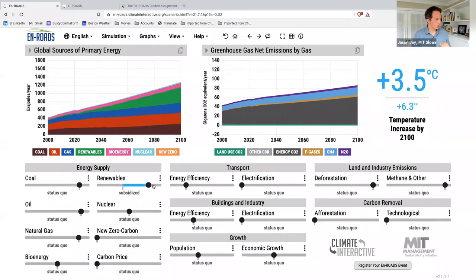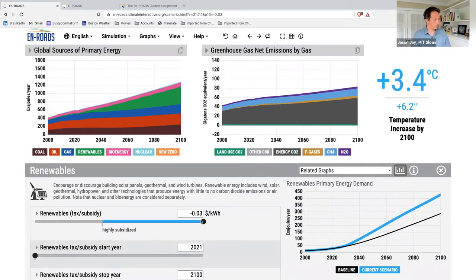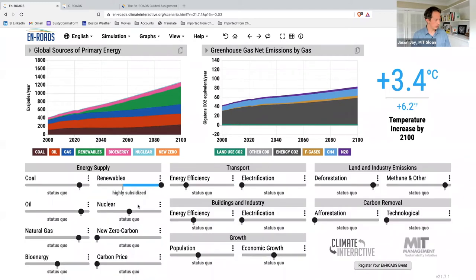Okay, so that's a subsidy for renewable energy. Let's see what happens if I can pull it even higher, a super high subsidy. We get from 3.6 down to 3.4 degrees. That's equivalent to a 3 cent per kilowatt hour subsidy.